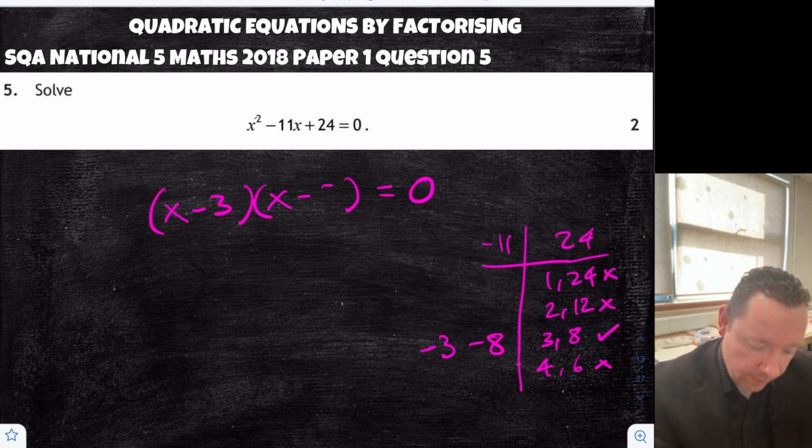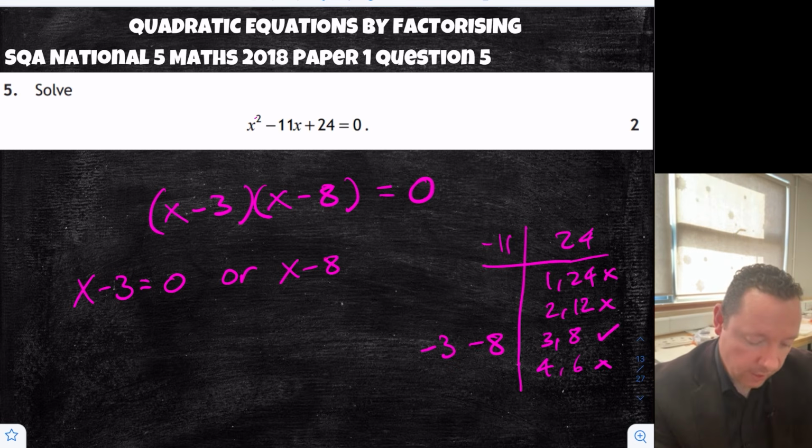(x - 3)(x - 8). So we've got two brackets that equal 0. That means that x minus 3 equals 0 or x minus 8 equals 0.